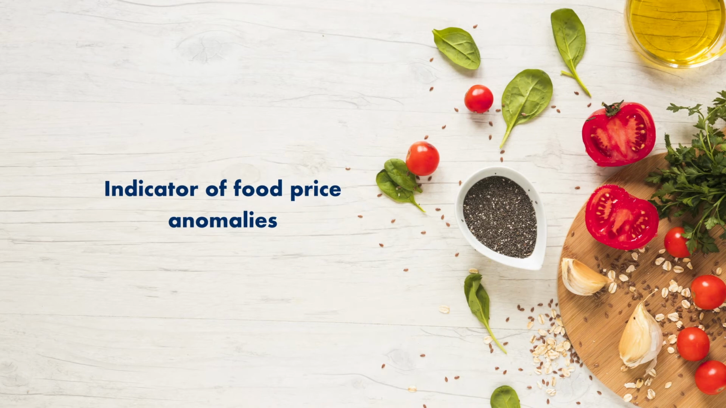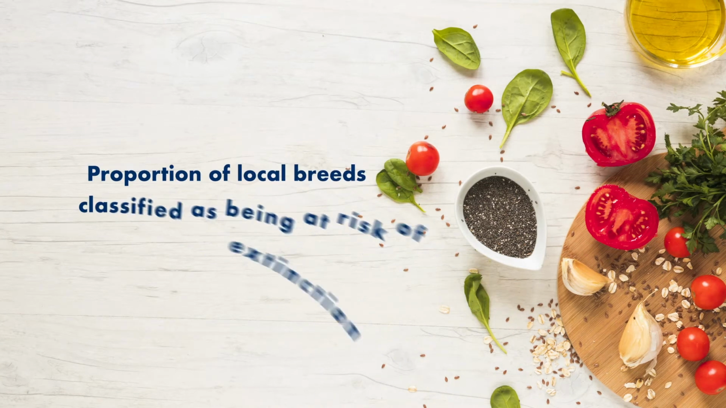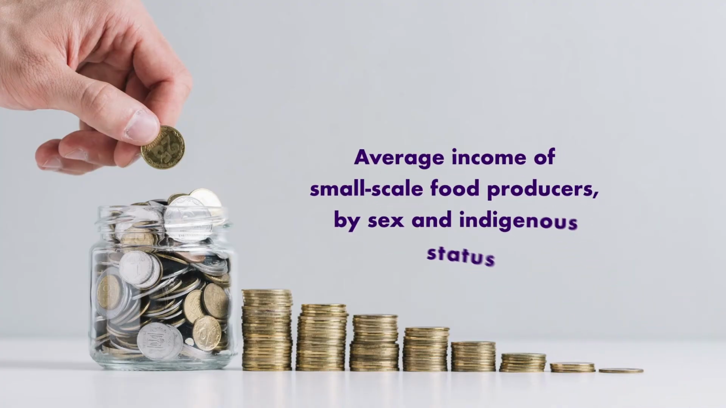More indicators are food price anomalies, agricultural export subsidies, the agricultural orientation index for government expenditure, proportion of local breeds classified as being at risk of extinction, and average incomes of small-scale food producers by sex and indigenous status. So through these targets and by using indicators, we will be able to track the progress of those goals at different levels.